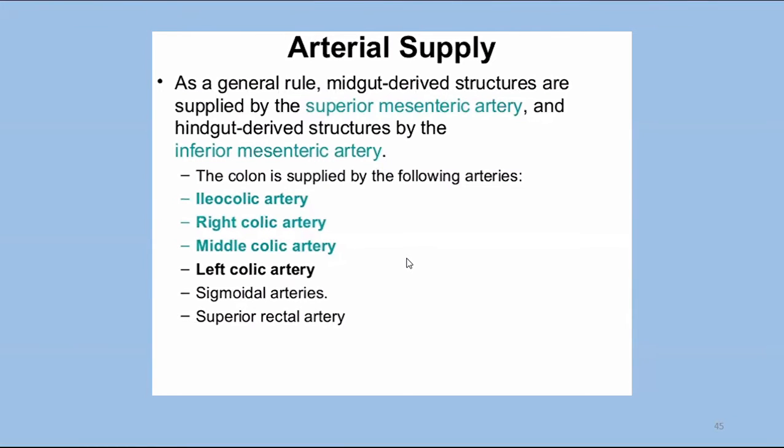Now from the left 1/3 of the transverse colon down to the descending colon, the sigmoid, and the rectum, it is the IMA. Okay? That's the demarcation line, the transverse colon. The colon is supplied by the following arteries: iliocolic, right colic, middle colic, left colic, sigmoidal, and superior rectal arteries, which are branches of the superior and inferior mesenteric arteries. Okay?